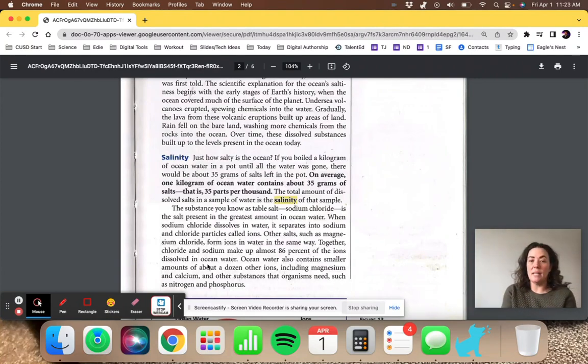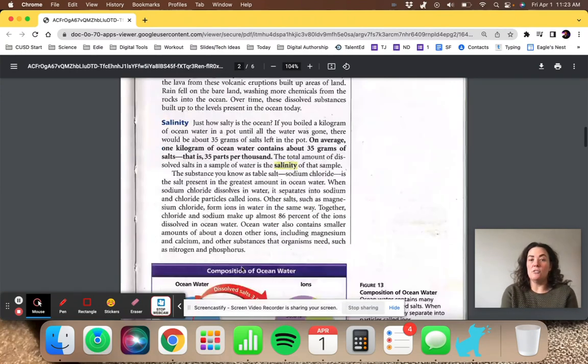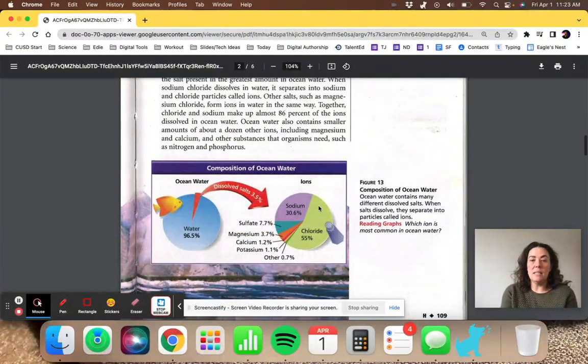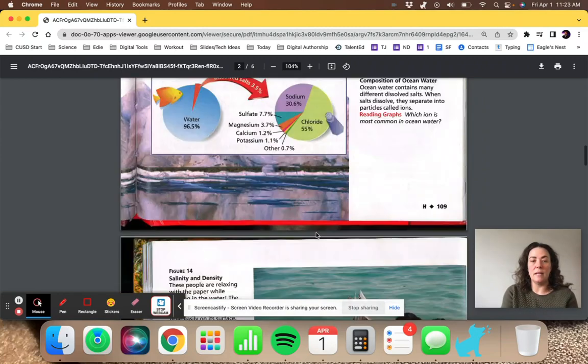Ocean water also contains smaller amounts of about a dozen other ions, including magnesium and calcium and other substances that organisms such as us need, such as nitrogen and phosphorus. Okay, so you can see here the sodium and the chloride together, and they have a little table salt shaker here, together is almost 86 percent of the salt in the ocean. But there's also sulfates, there's magnesium chloride, there's calcium chloride, there's potassium chloride, and those are other kinds of salt.